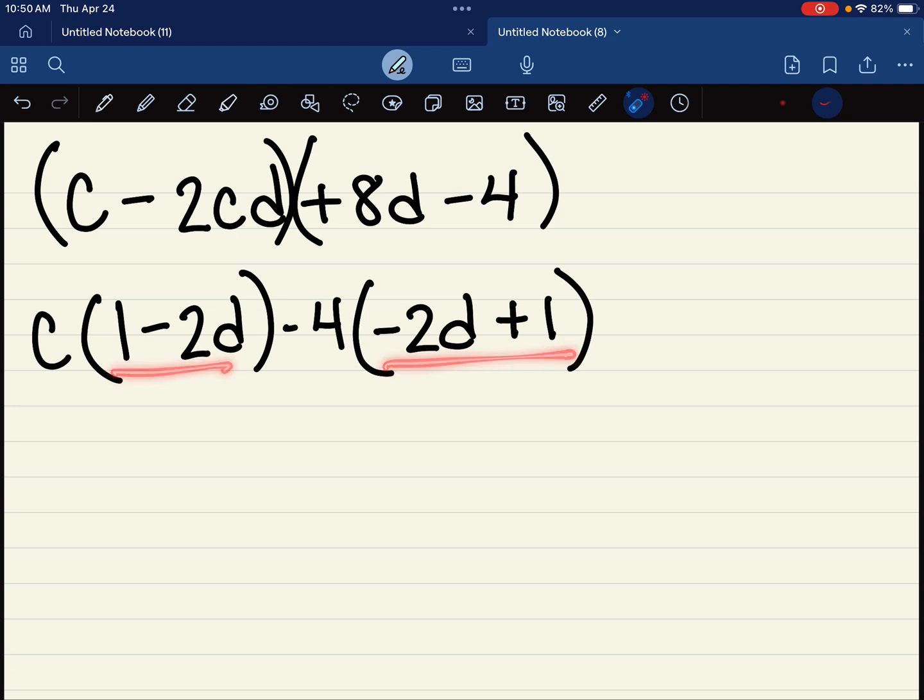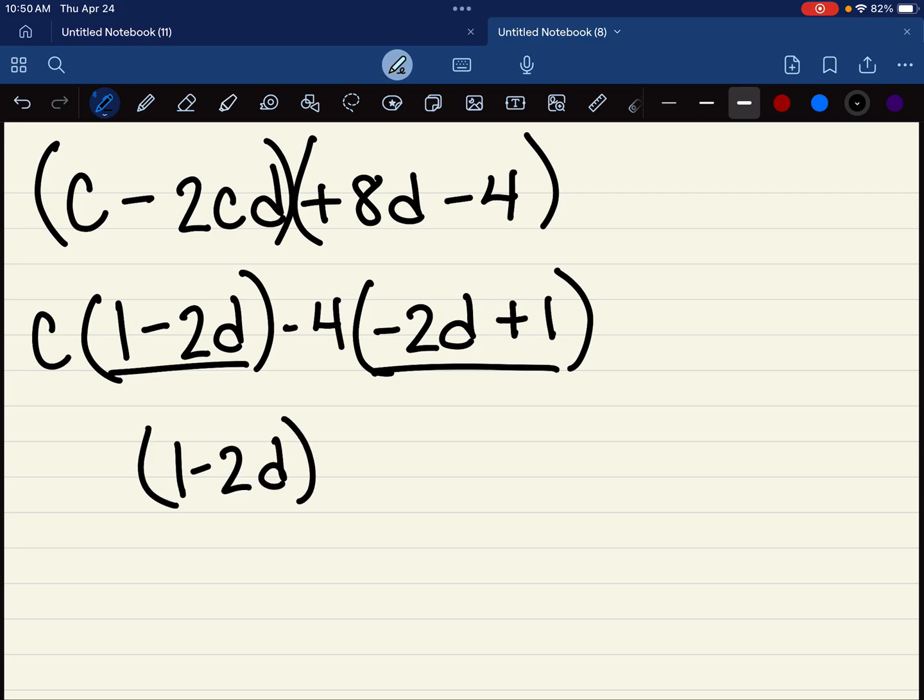Now, do these look exactly the same? No, but is 1 minus 2D the same as negative 2D plus 1? Yes, it is. As long as the sign in front of the number is the same, both 1s are positive, both 2Ds are negative, then it's the same thing. That's not going to happen a lot, but I just want us to see it. So I bring this out, 1 minus 2D times what? C minus 4, whatever was in front.